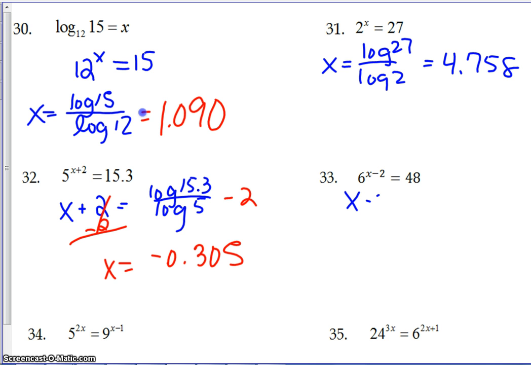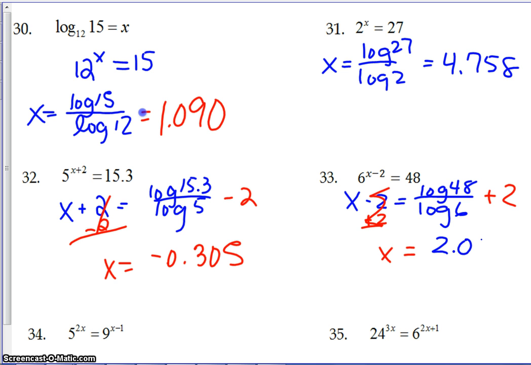Same side of the problem here. I have my exponent, x minus 2 would equal the log of 48 divided by the log of 6. And so here for the 2, I'd add 2 to both sides. So my answer would just be log of 48 divided by log of 6 plus 2. I got an answer to be 2.040.